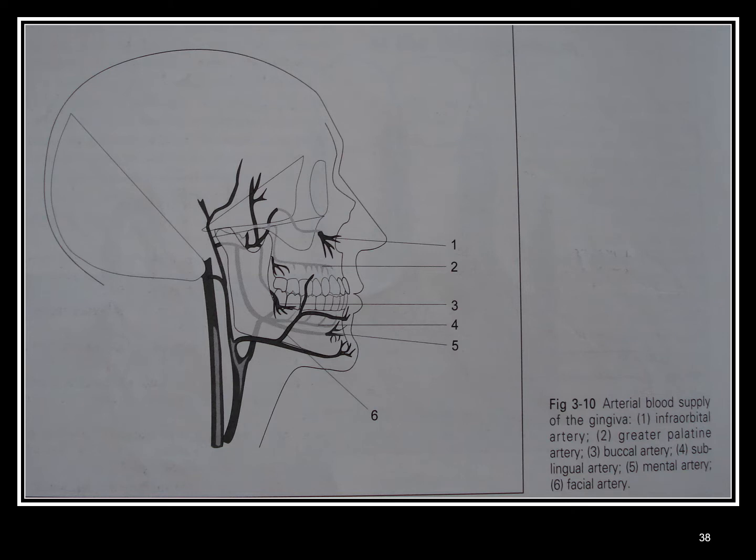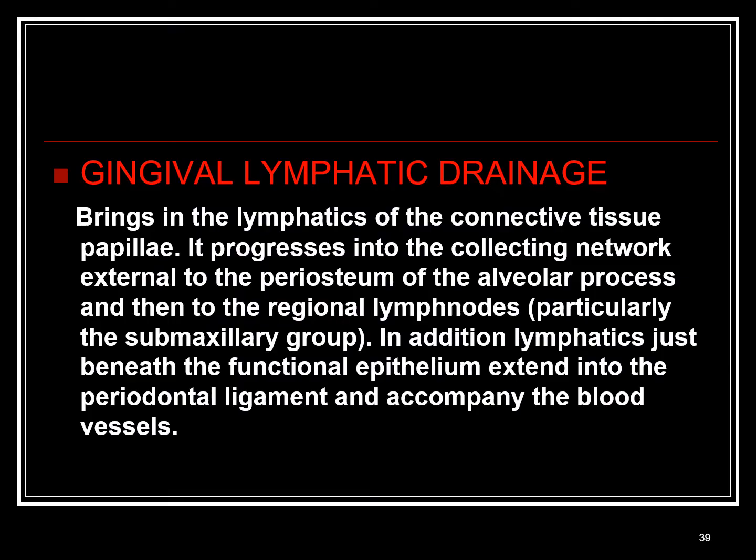The diagram depicts the arterial blood supply of gingiva from the infraorbital artery, greater palatine artery, buccal artery, sublingual artery, mental artery, and the facial artery. Gingival lymphatic drainage begins in the lymphatics of the connective tissue papilla. It progresses into the collecting network external to the periosteum of the alveolar process and then to the regional lymph nodes.